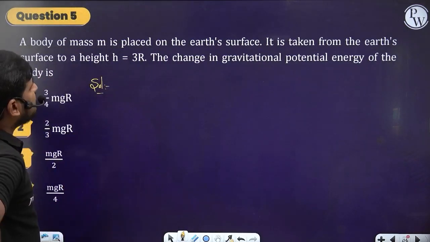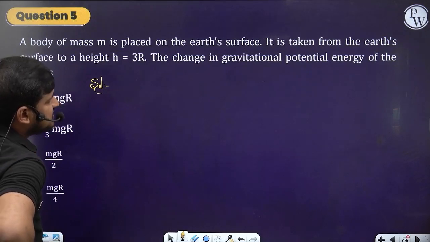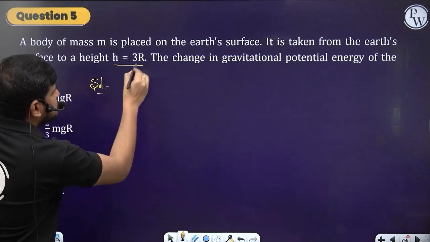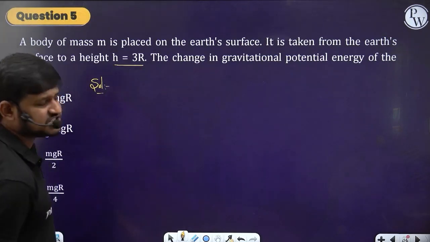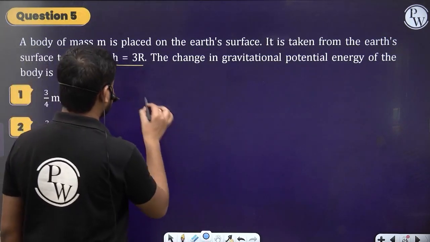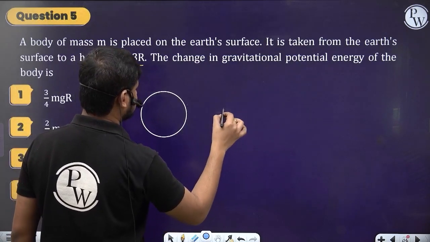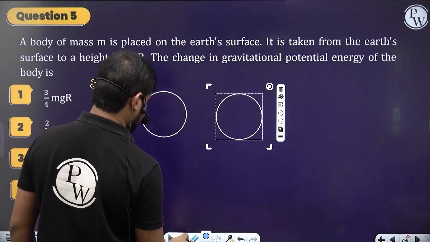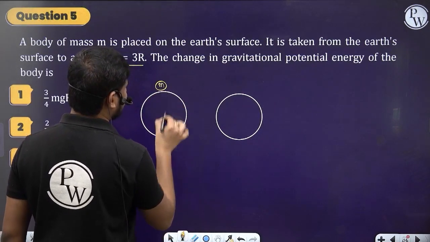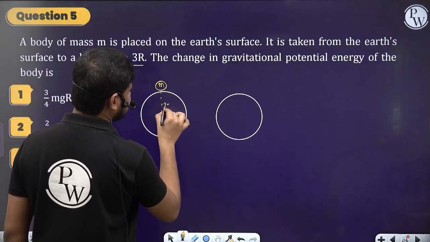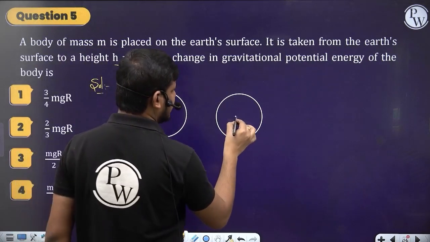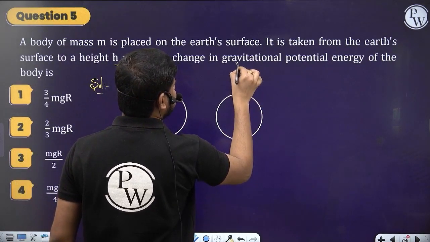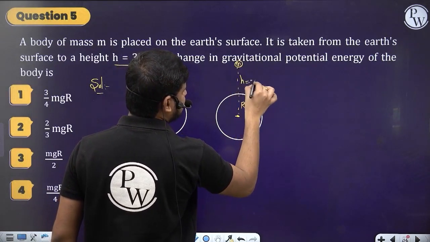A body of mass m is placed on the earth's surface. It is taken from the earth's surface to a height h equal to 3r. So the change in gravitational potential energy, same thing again. Initially it is on the surface of the earth, so the radius of the earth is r. Now it is taken to some height, where h is equal to 3r.